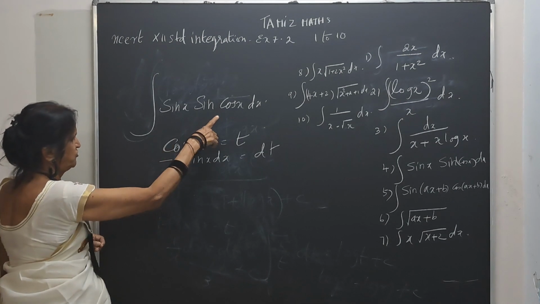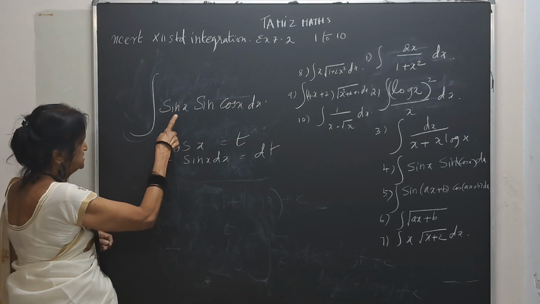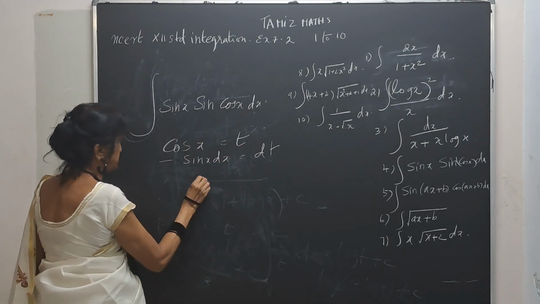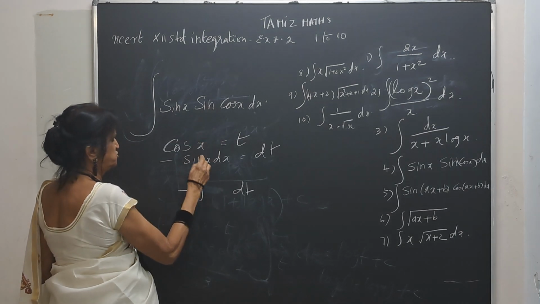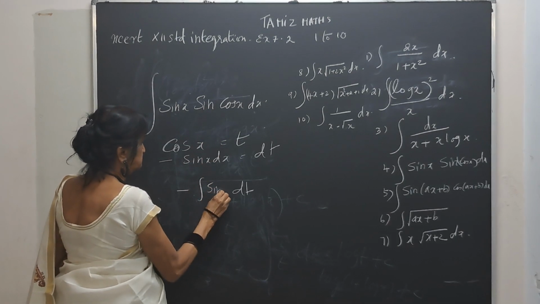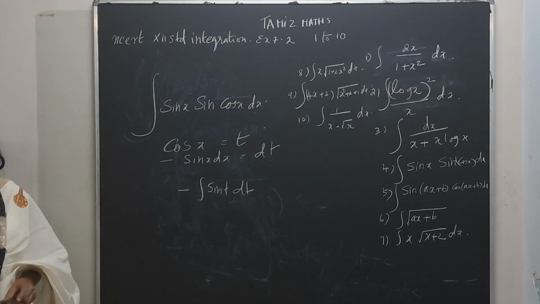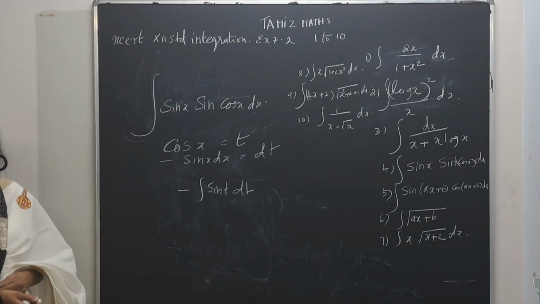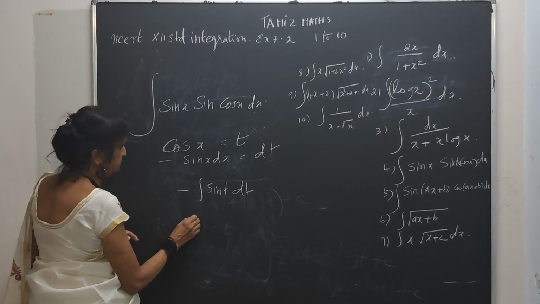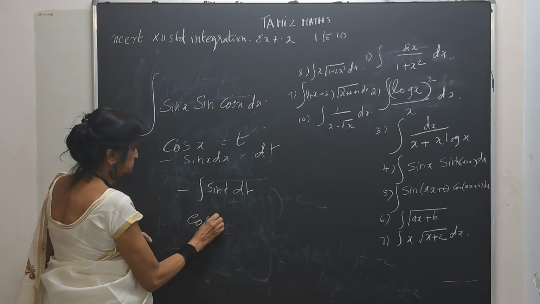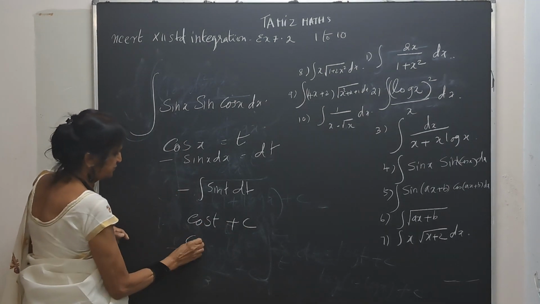The integral of cos x minus sin x dx. So look here, sin x dx is minus dt. And this is sine. What is cos x? t. What is the integral of sine? The integral of sine will be minus cos. So with this minus it will become plus. But what is t? Cos x.